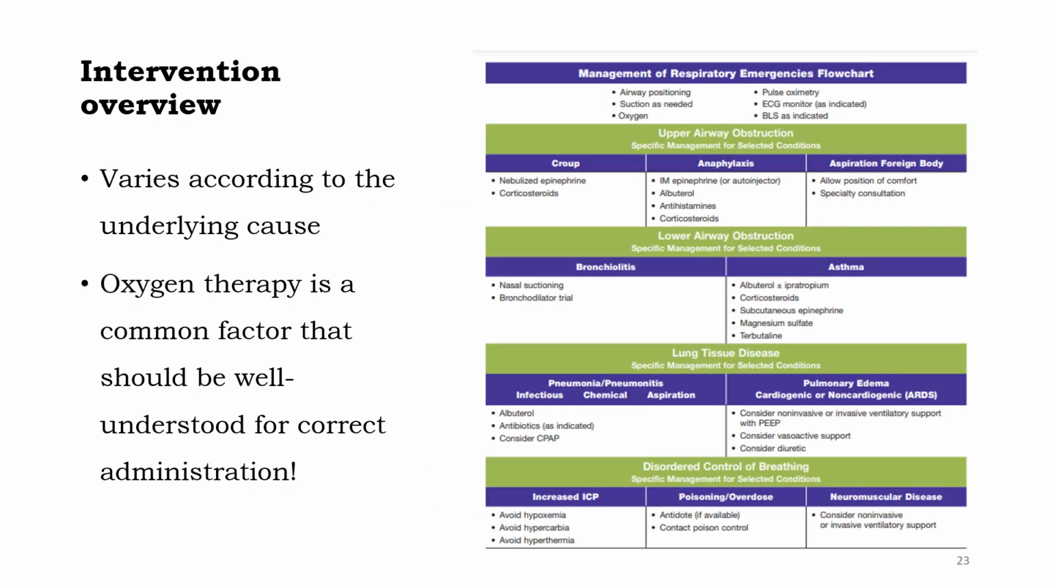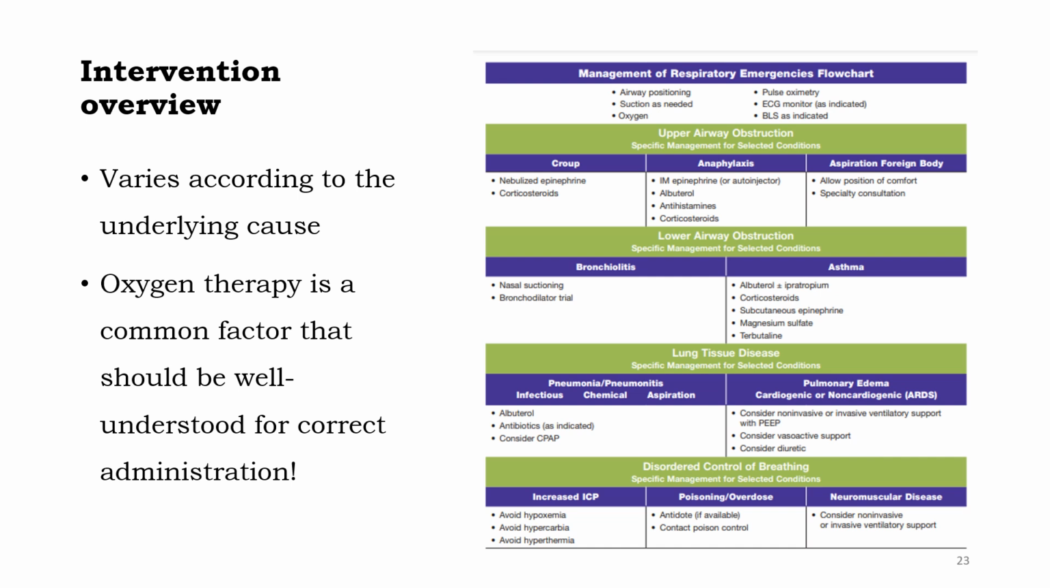Now, intervention depends on what the underlying cause is. You can have a look at the table on the right side. You can find that depending on what the cause is, you'll be managing accordingly. But one universal intervention which is very commonly required for respiratory issues is oxygen therapy, and we'll be talking about that in the coming slides and ending off with that.